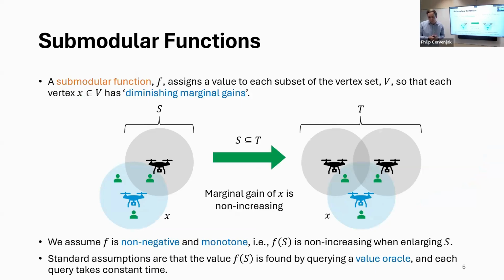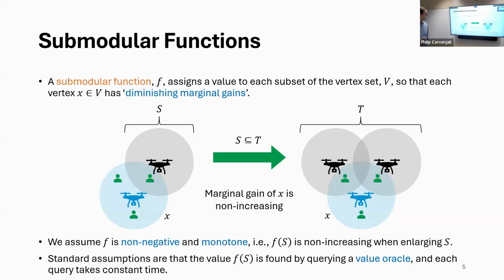Okay, so what actually is a submodular function? So it's basically any kind of set function that assigns values to subsets so that each element or vertex in this case exhibits this diminishing marginal gains property. So what that means is that if we fix a vertex X, and we consider its marginal gain or its added benefit to some set S, then it's not increasing if we enlarge the set. That's the diminishing marginal gains property.